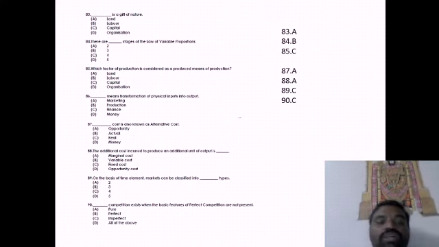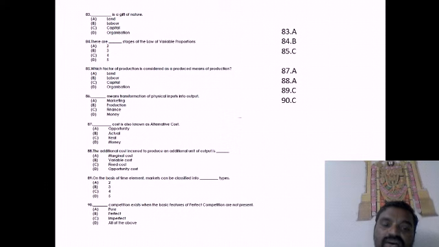So alternative cost is nothing but opportunity cost. The additional cost incurred to produce an additional unit of output, additional cost for additional, is nothing but marginal cost.